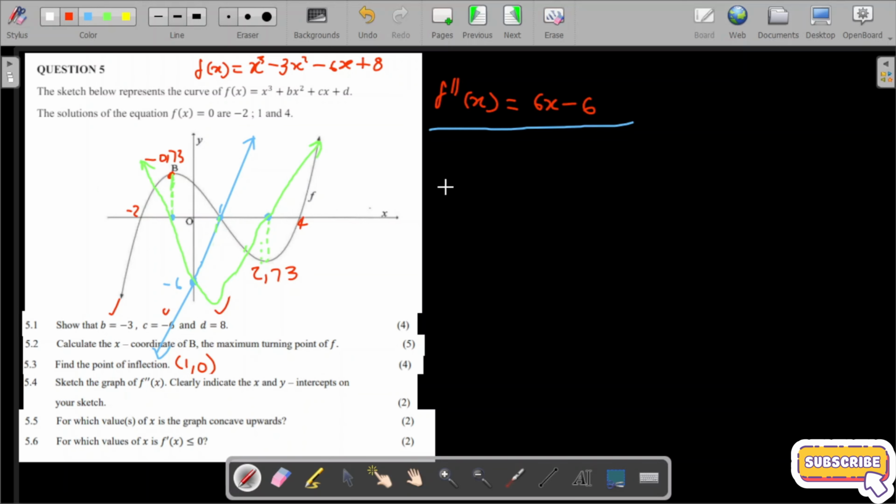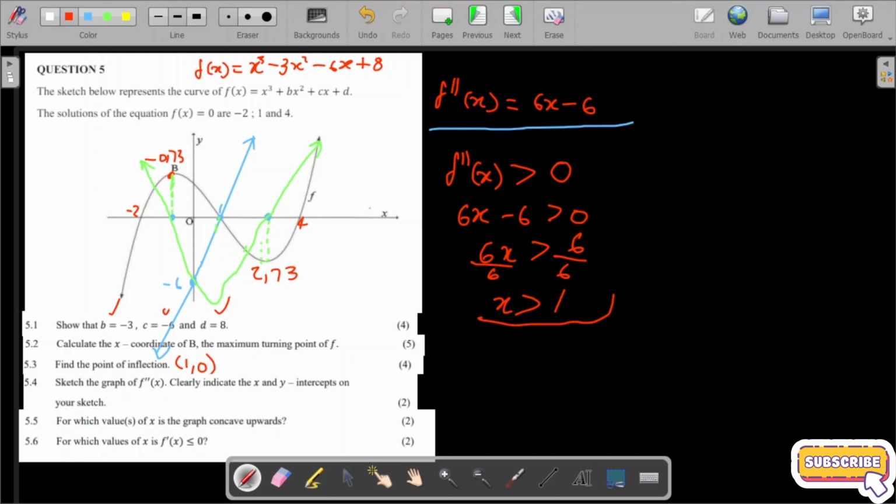5.5, sorry, it's saying for which values of x is the graph concave up. So to be concave up, my second derivative needs to be greater than what? Than 0. What is my second derivative? My second derivative is f double prime of x equals 6x minus 6, greater than 0. Take 6 to the other side, 6x greater than 6, and then we divide by 6, so my x needs to be greater than 1 to be concave up.